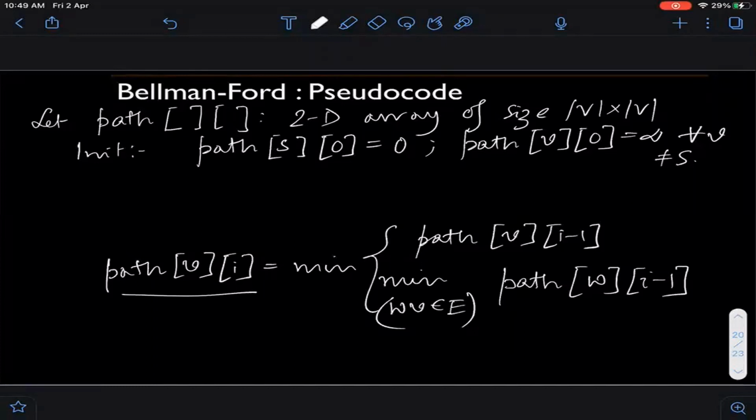Okay. So for I equals 0, we have it already. Let's say for I from 1 to n minus 1, and for V belongs to V, you just write this thing. That's it. That's your DP.